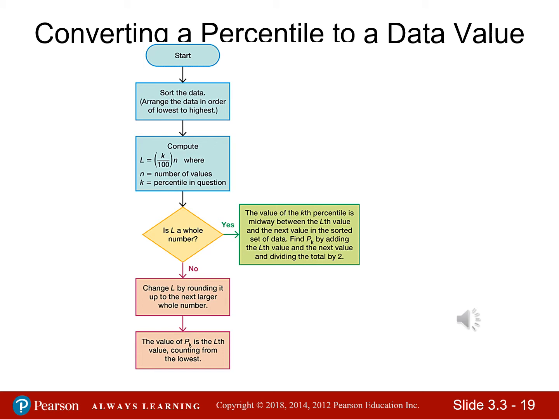If L is a whole number, then the kth percentile is midway between that Lth value and the next value in the sorted data set. To find the kth percentile, simply add the Lth value to the next value and divide by 2. If L is not a whole number, round the L value up to the next larger whole number, and the kth percentile is the up-rounded Lth value, counting from the smallest value in the data set.